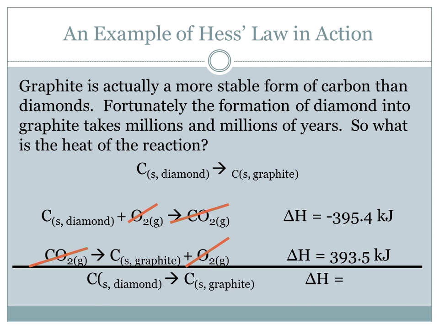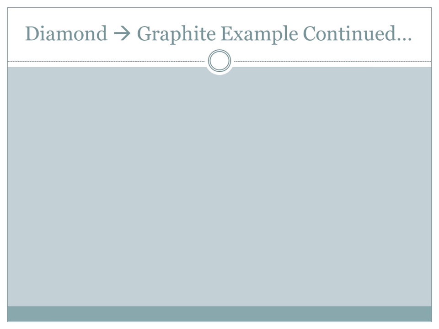So our delta H, since we just add these 2 together to get our equation that we're gearing up for, all we need to do is add these two numbers together, which gives us a grand total of negative 1.9 kilojoules. Okay? So all we're doing here is manipulating equations and moving them around so that we can get the equation that we're looking for.